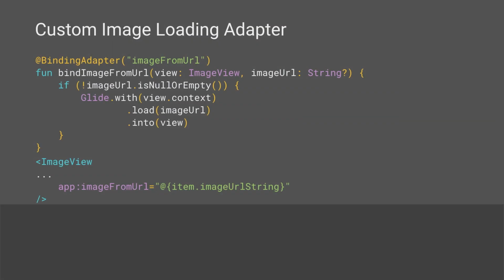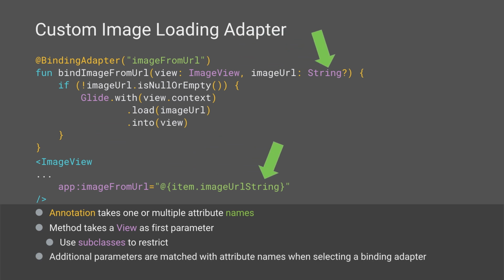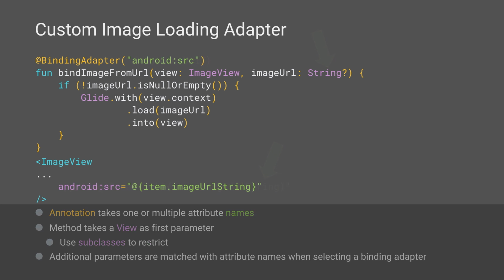All right. Custom Binding Adapters 101. The adapter is annotated with @BindingAdapter and takes one or more attribute names. The adapter method takes a view as the first parameter. Use a subclass of view to restrict it to a specific view type. Any additional parameters are then matched with the data type in the binding expressions, because binding adapters can differ just by data types. You can also override the behavior of standard attributes. And binding adapters are module global, so be careful of creating unintended side effects.